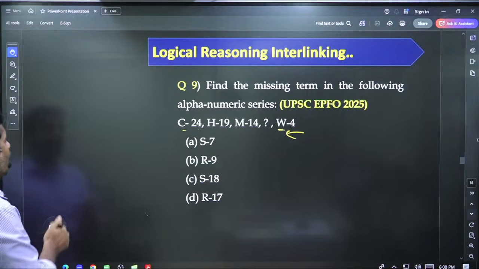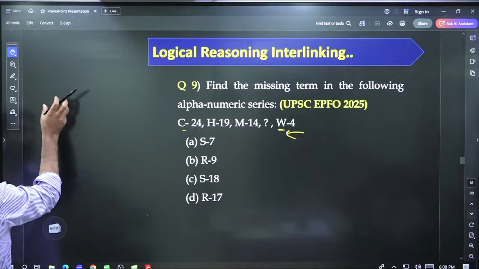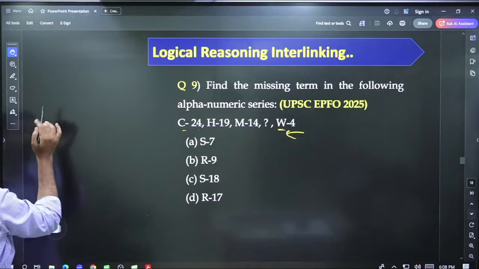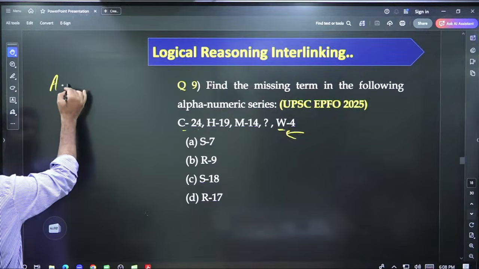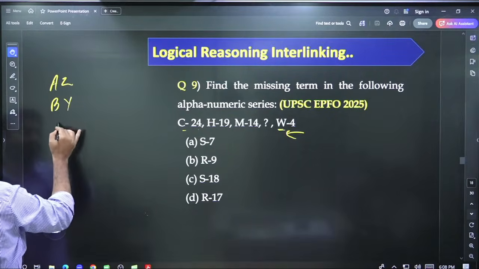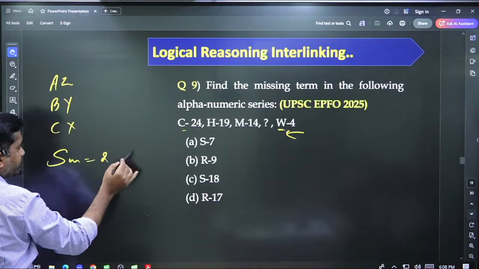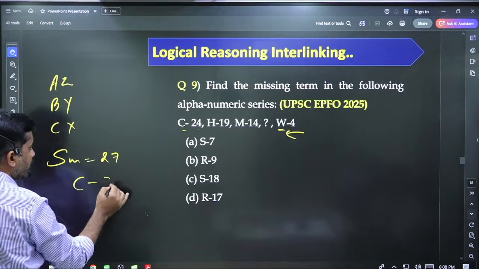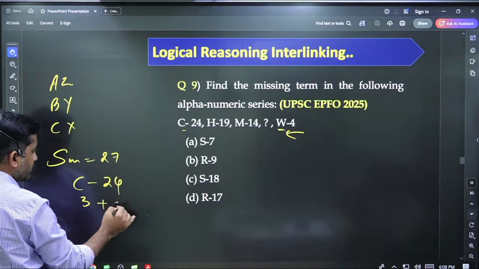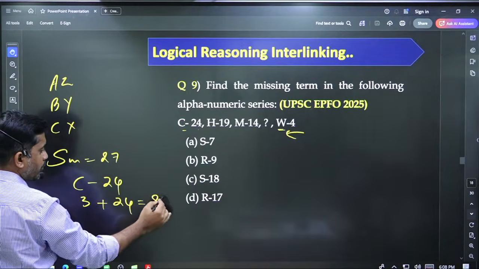Okay. How to get coding and decoding reverse coding logics? Very simple. A means Z, B is Y like this, C is X like this. Okay. Sum must be 27. We know C is 24, this is 3, this is 24, sum is 27.